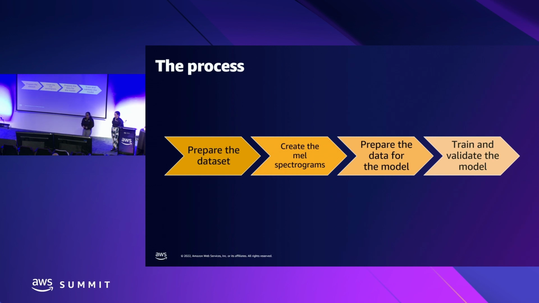The first step is to gather audio data, so preparing the data set required for training the model. The second step is to, of course, generate the MEL spectrograms. The third step is to prepare the data for the model in a way that Amazon SageMaker expects it. And the final and the most important step is to train and validate the model. So shall we dive into each of these processes, Emma? Yes, let's dive into each of these steps and take you through them.